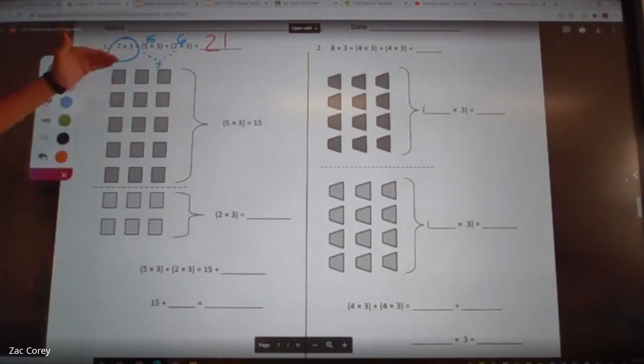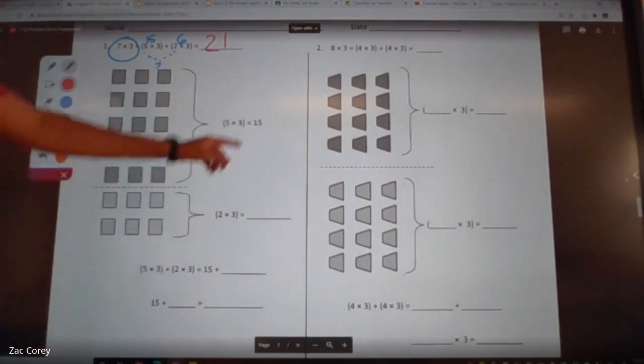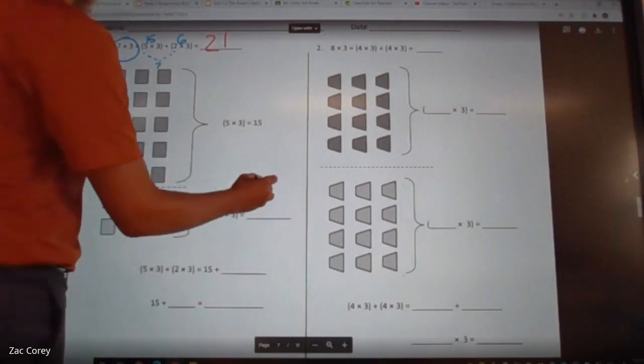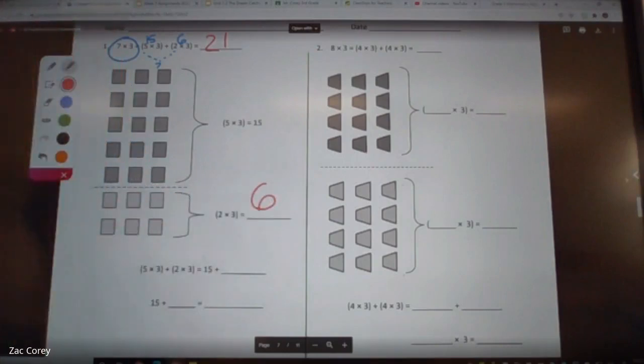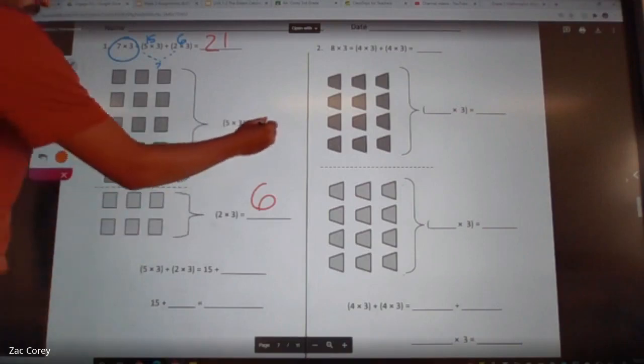All right, so they're showing us that in squares on this one. First we have 1, 2, 3, 4, 5 rows of 3. That's why it says 5 times 3. And they already solved that answer for us. It says 15. And then they added 2 more rows of 3. So 3, 3. That's why it says 2 times 3. So we know 2 times 3 is the same as counting by 3 2 times. So 3 plus 3 equals 6. And it's the same thing we did up here at the top. So they broke it in half. So 15 plus 6 equals 21.